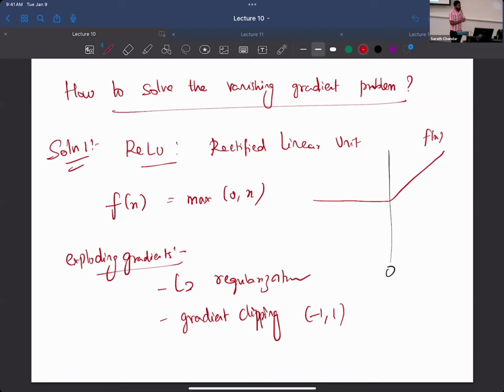So again, can someone tell me why clipping the gradient is a good idea? Are we losing anything by clipping the gradients? What are the implications of clipping gradients? So you understand what gradient clipping is, right? If your gradient is greater than 1, you clip it to 1. If it is less than -1, you'll clip it to -1.